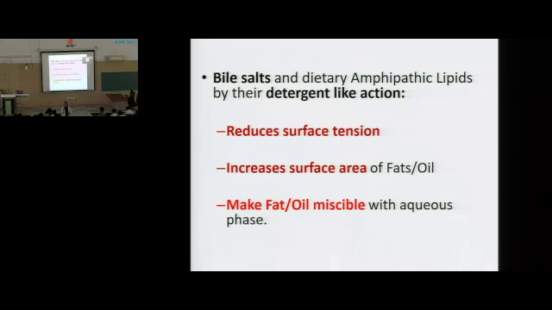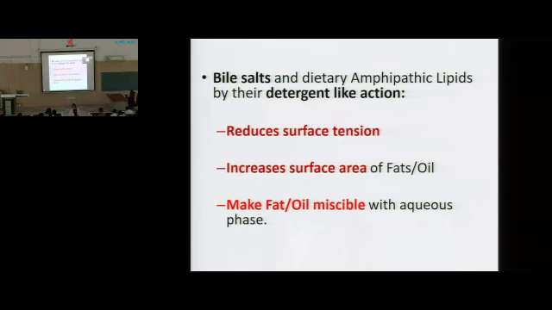So here in the glass, who is doing the detergent action? That is the detergent. And consider the same glass as the intestine. The detergent action is done by bile salts, and the spoon's work is done by peristaltic movement. So the amphipathic lipids and bile salts are acting as an emulsifier.